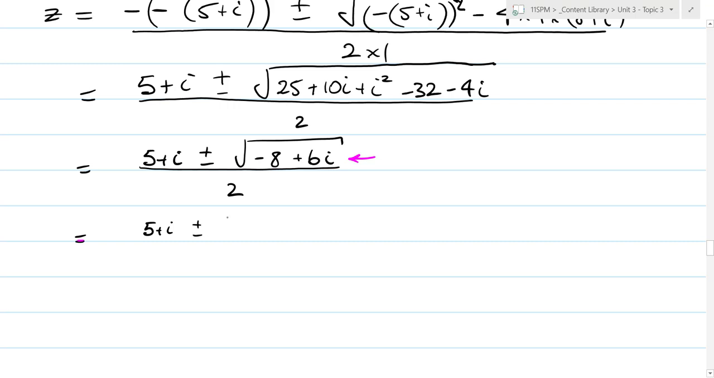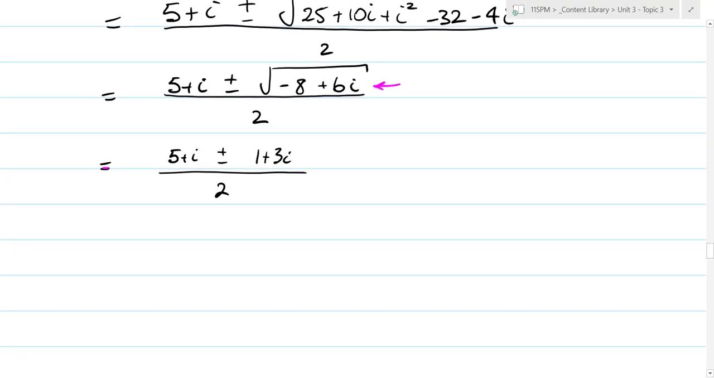If you want to use complex numbers on your graphics calculator, you have to make sure that your settings, shift setup, are in complex mode. At the moment I've got mine in real, so I'm going to put it into a plus bi. Then I calculate shift square root of negative 8 plus 6 times i, where the i is above the 0, because I've got to use a special i, and it tells me that the answer is 1 plus 3i, over 2.